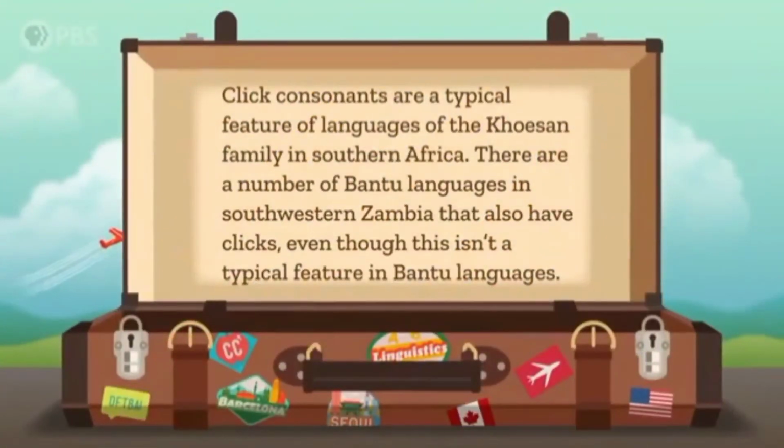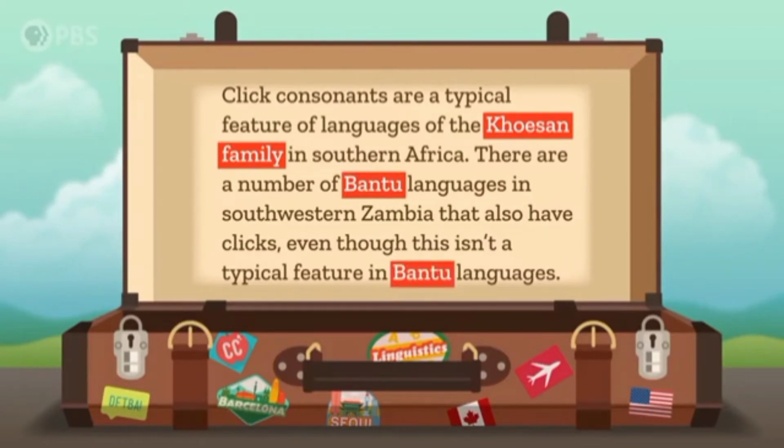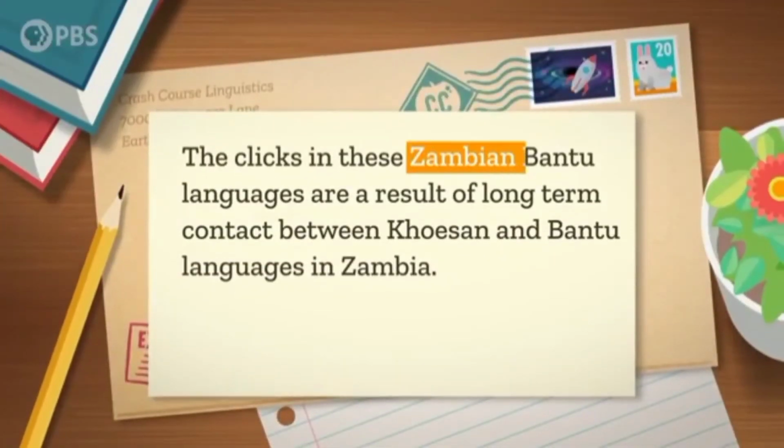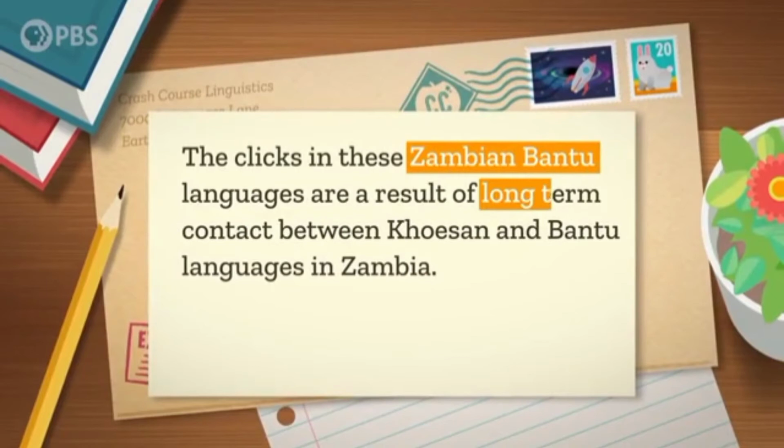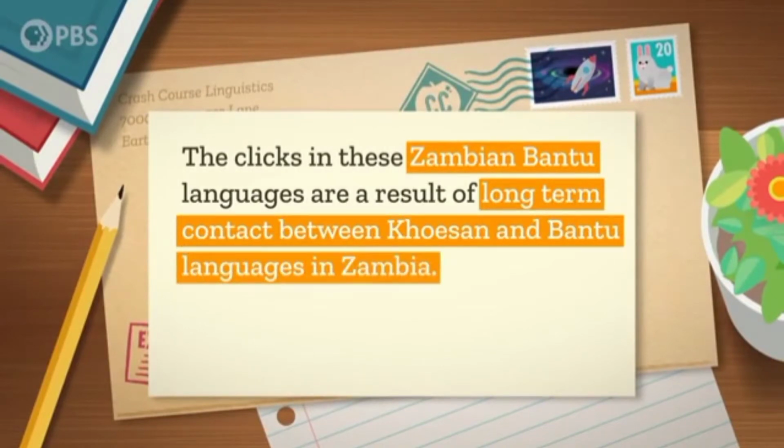Click consonants are a typical feature of languages in the Khoisan family in southern Africa. There are a number of Bantu languages in southwestern Zambia that also have clicks, even though this isn't a typical feature in Bantu languages. The clicks in these Zambian Bantu languages are a result of long-term contact between Khoisan and Bantu languages in Zambia. Or second, languages can diverge and become less similar.